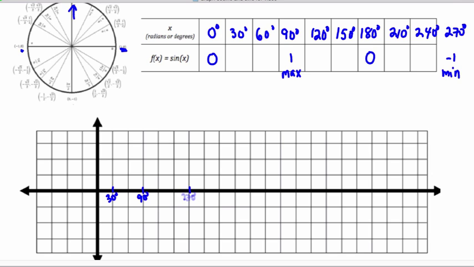Whoops. 180, 270, 360, and I'm going to go by 0.5s up here. Okay, so the sine of 30 is 1/2. Sine of 60 is radical 3 over 2.